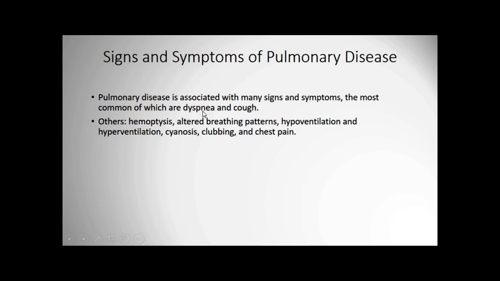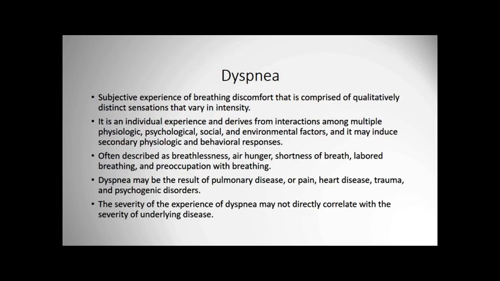The most common signs and symptoms that appear in people with pulmonary disorders are dyspnea. There are different definitions of dyspnea and cough. Okay. Other symptoms or signs are hemoptysis, altered breathing patterns. People have alterations in the way they breathe, in the depth, in the rhythm, in the regularity of the respiration. Also hypoventilation, hyperventilation, cyanosis, clubbing, and chest pain. Okay, they can be manifestations of pulmonary disorders, but also remember we have to make a good differential diagnosis to see if they are coming from other places.